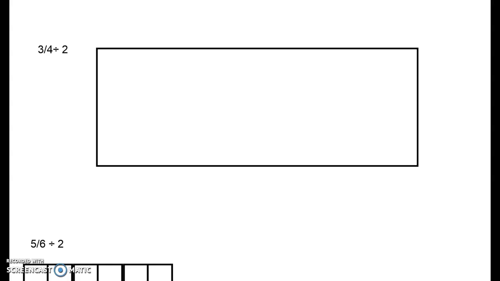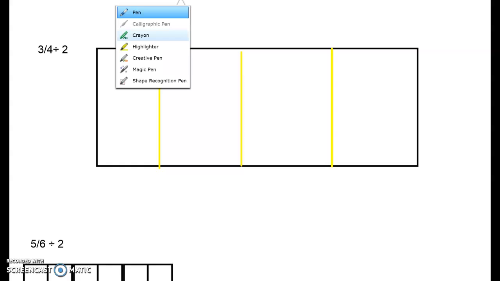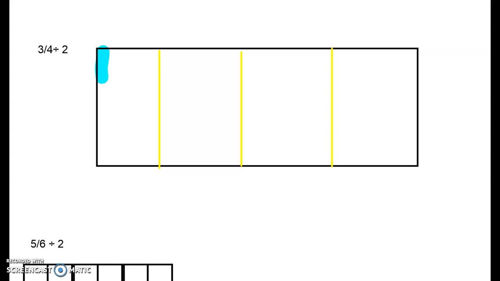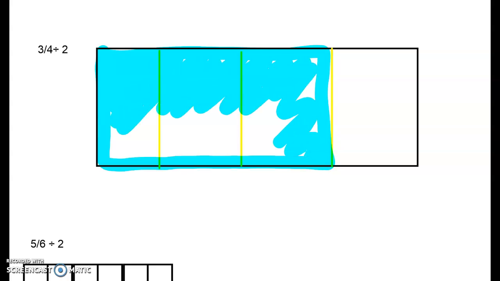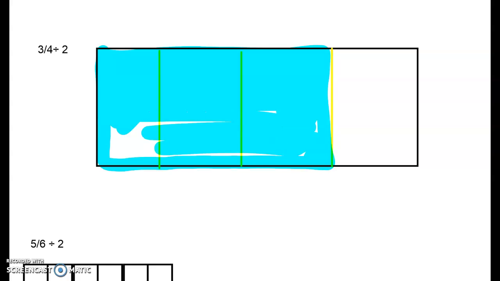Get your whiteboards out. I want you to work on this one with me. So pause it if you need to, if you're not able to keep up. Let's draw a whole, and we're going to show 3/4 on this whole. Okay, that's about even. And now I'm going to shade in the 3/4. Okay, you do the same on your whiteboard. Remember, go ahead and press pause if you need to catch up.